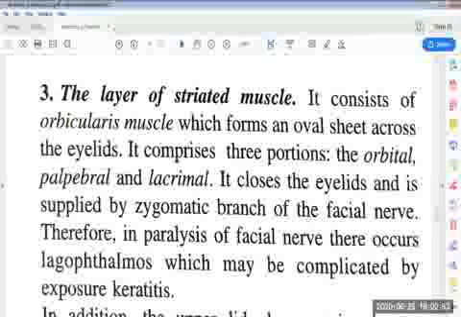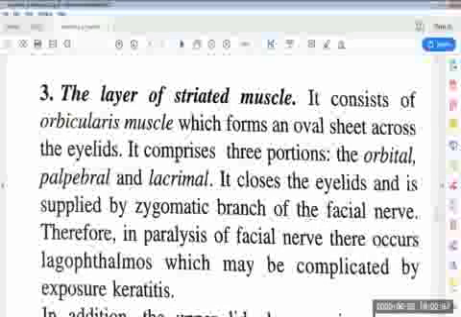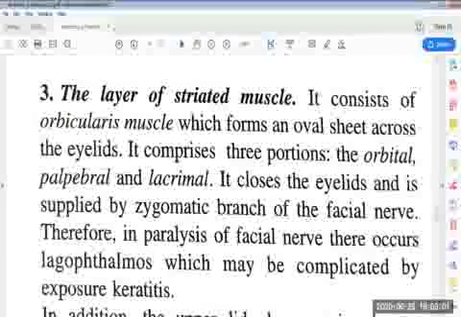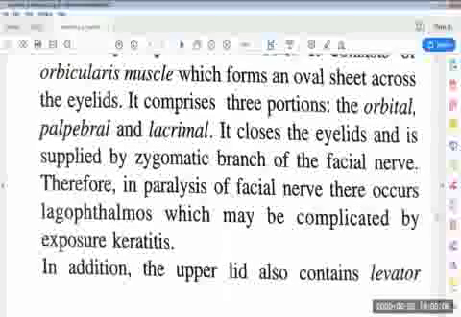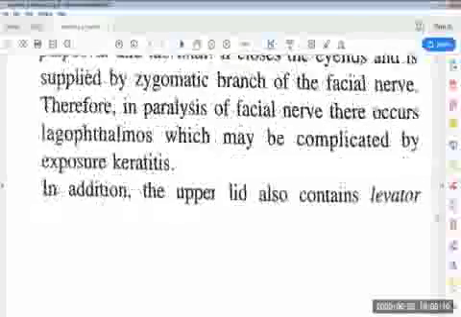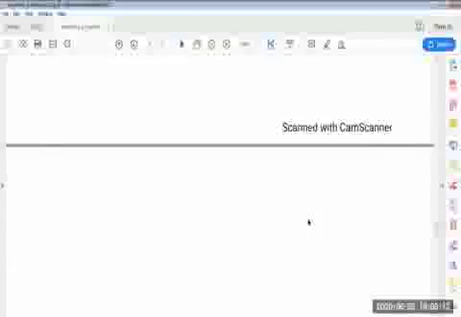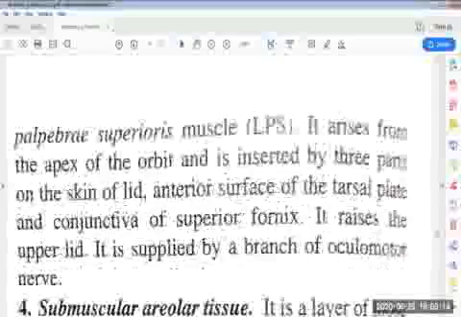So in case of facial paralysis, the patient suffers from lagophthalmos. The patient is not able to close the eyelids, and due to exposure, there will be inflammation of the cornea. In addition, the upper lid also contains the levator palpebrae superioris muscle.